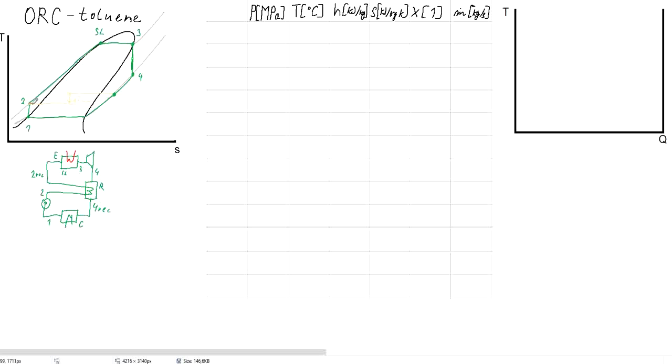The temperature 2 after the pump plus the minimum temperature difference. So this would be the point for recuperated, where this amount of heat is transferred in here. And somewhere with not so much temperature difference as between 4 and 4 recuperated will be the point 2 recuperated.